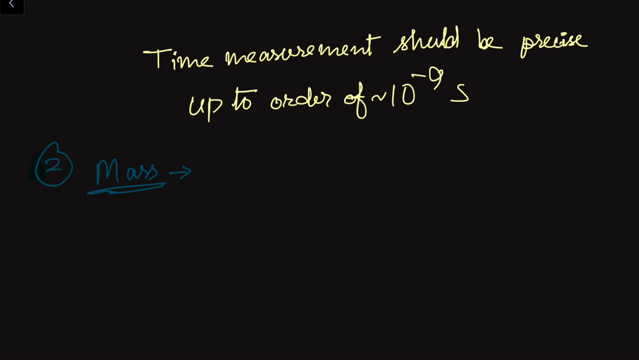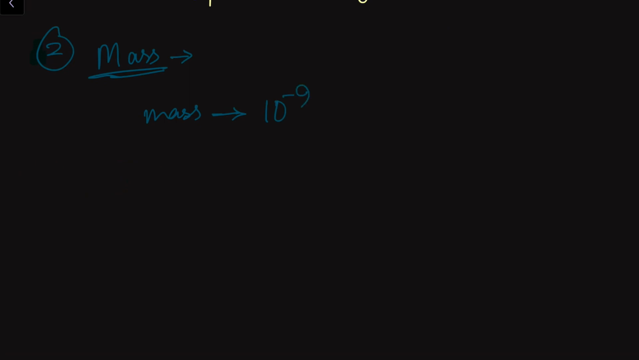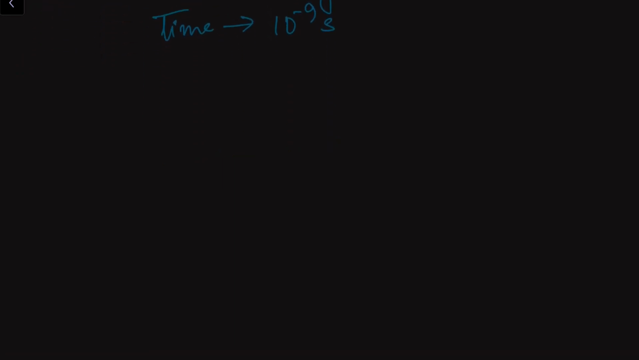So here we can write down the order is 10 to the power minus 9 this much of kg in the case of precise measurement of mass, and similarly in the case of time also, here we have two variables. Okay, so similarly for time also 10 to the power minus 9 this much of second. Okay, this was the second case for the mass.